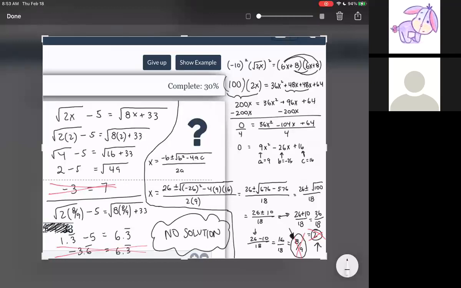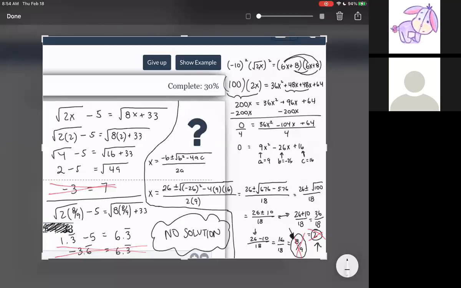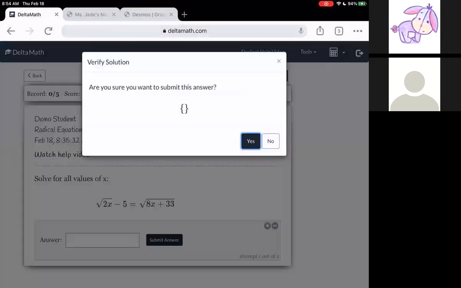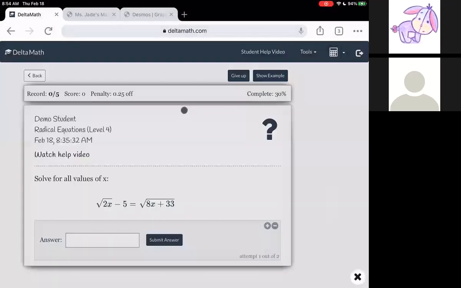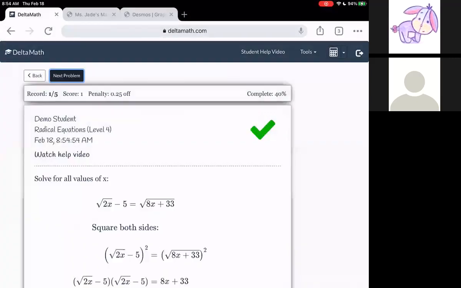Yay, no solution. All of that work for no solution. Are there any questions up till this point before I go ahead and submit no solution? All right, let's go submit no solution. So we're going to submit absolutely nothing into the answer box. So just submit with nothing. All of that work for literally nothing.